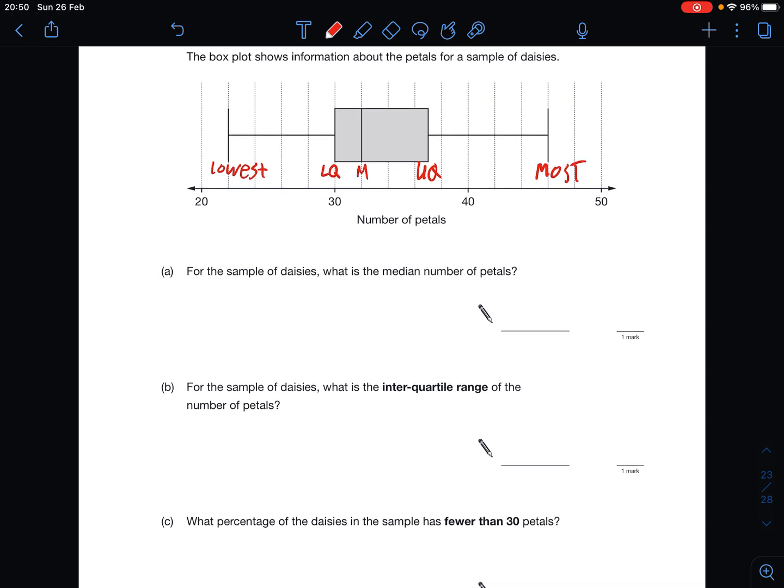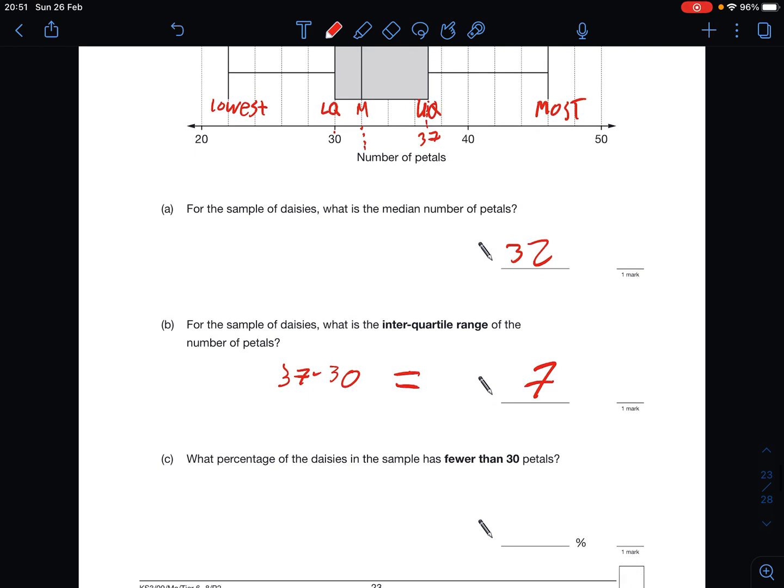So the median number of petals, which is here, well, each little square is worth 2. So 30, plus 2 to get 32. This one here, well, this is worth 37. This is 30, 37. Take 30 is 7.